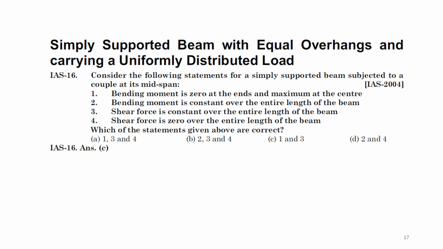So here the bending moment is 0 at the ends and maximum at the center. This is correct. Bending moment is constant over the entire length of the beam. No, this is wrong. Shear force is constant over the entire length of the beam. This is also correct. Shear force is 0 over the entire length of the beam. No, this is also wrong. So the answer is C.